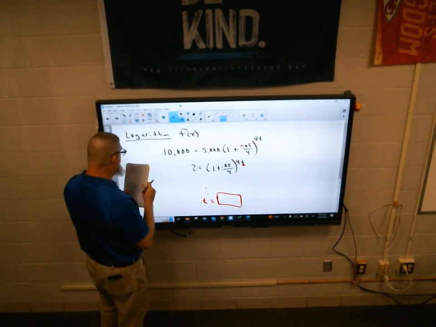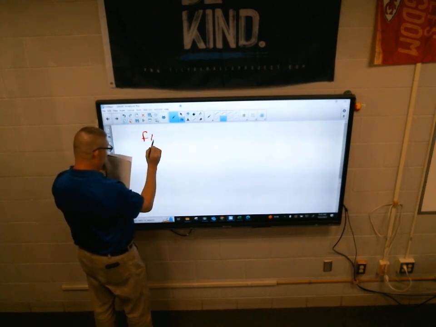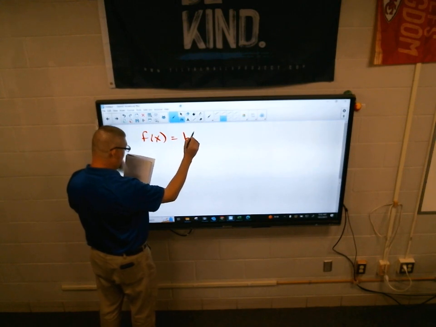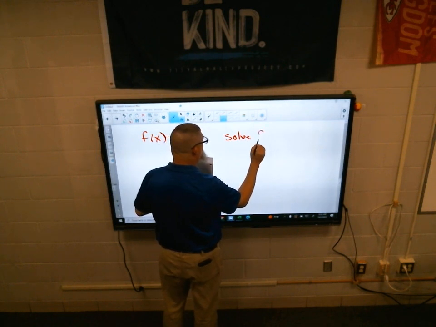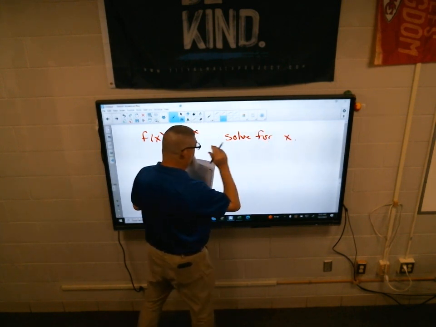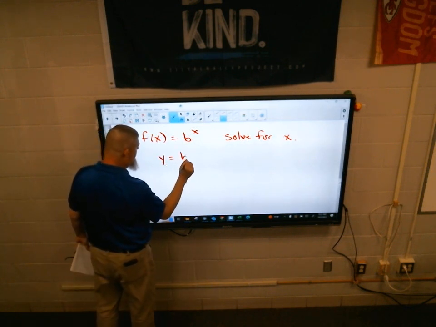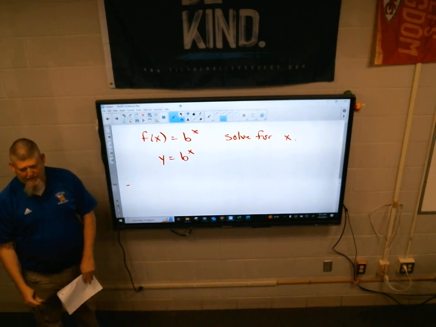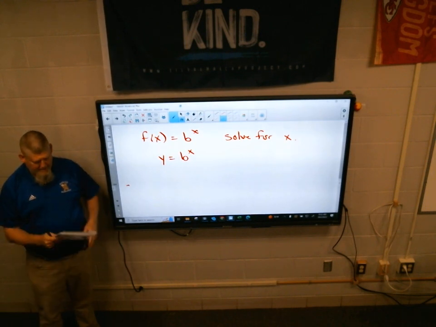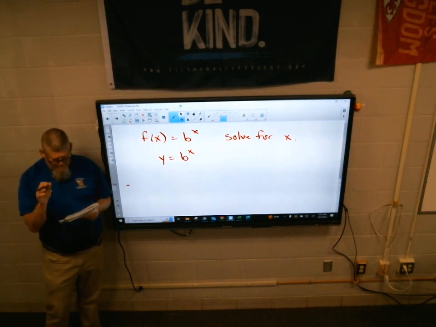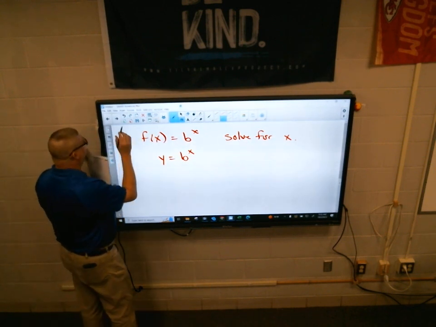So in other words, let's say I have f of x equals b to the x, and I say solve for x. And maybe you're used to saying y equals b to the x. Well, how do you solve for x? How do you solve for that value? How do you get that out? That's what we're going to use logarithms for. Some of you may have seen this first part. We're going to convert, but then we'll look at some log properties. All right, so here's the definition.